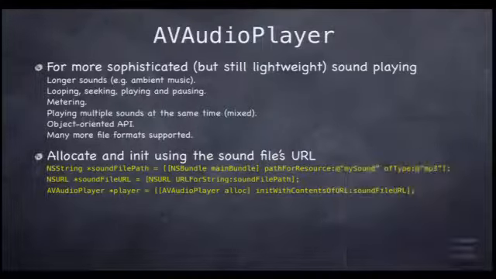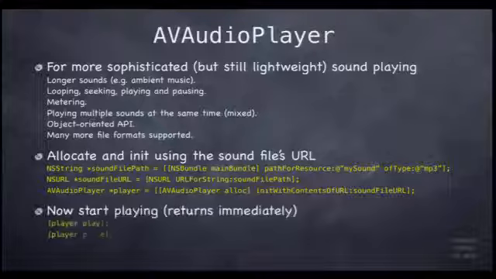So how do we use it? Okay, you allocate and init it using the URL of the sound file. So same thing, I'm using the exact same path for resource here. This one happens to be an MP3 though, instead of a CAF file. I get the URL and I just say AVAudioPlayer alloc initWithContentsOfURL, this sound file URL. Okay, exactly what you would expect. And now you just play by sending play to it. All right, and you can pause by sending pause to it.